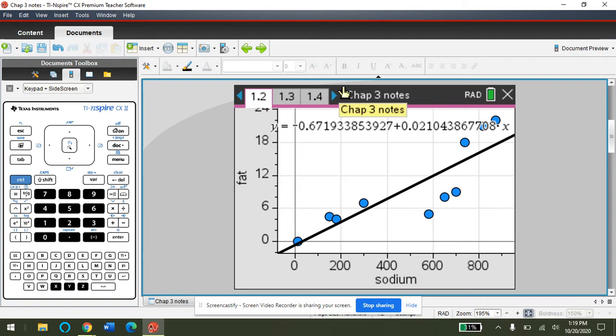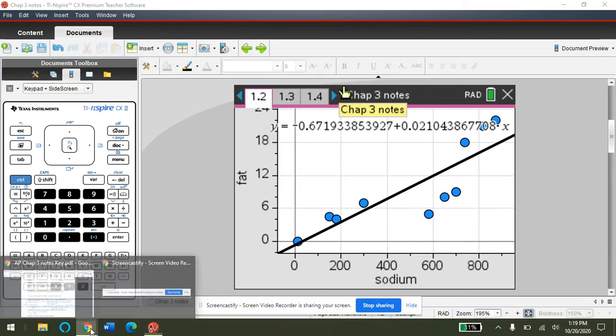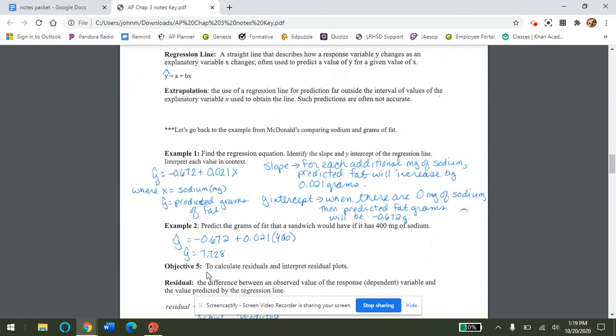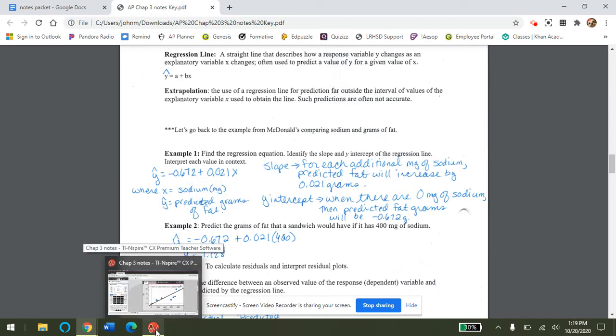Now this next problem says predict the grams of fat, I meant to write salad. These are all salads, not sandwiches, that a salad would have if it has 400 milligrams of sodium. So you're going to take 400 as sodium as our x, plug it in, and you're going to get 7.728 grams of fat.